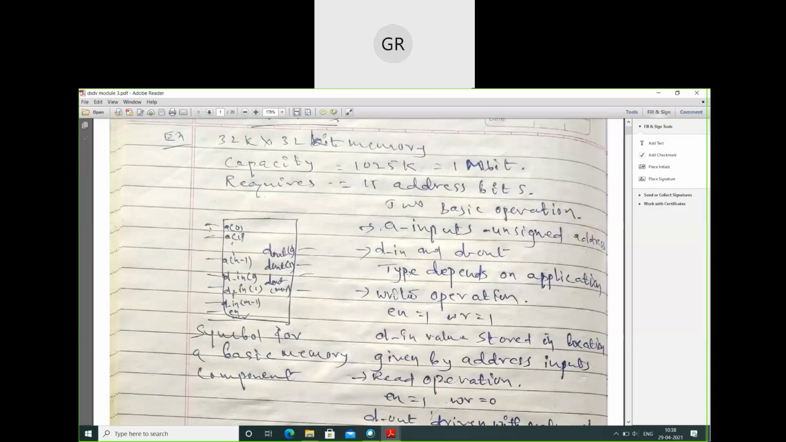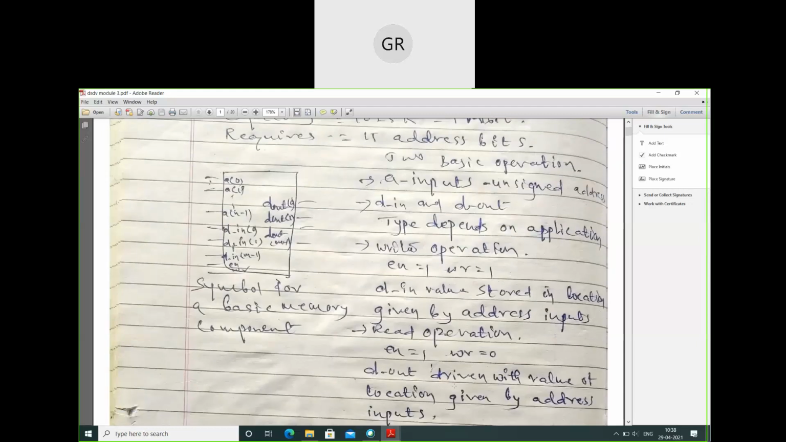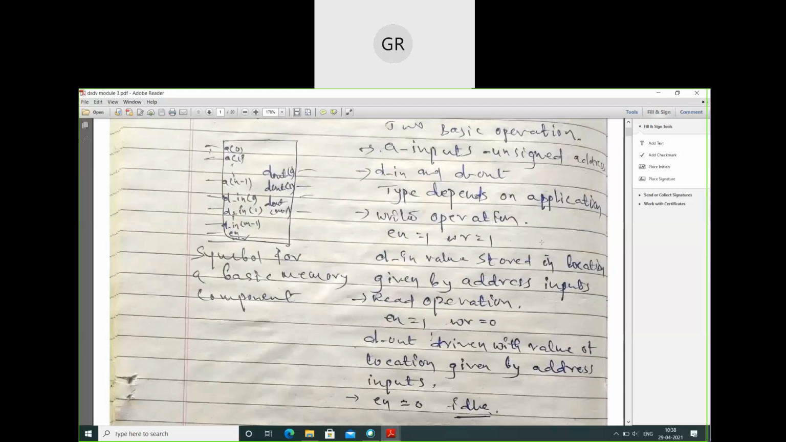Here there are two basic operations. One is A inputs, these are the address inputs. Then D in and D out, whose type depends on applications. Here, first one, write operation. What are the conditions? Enable and WR. These are the control signals here.